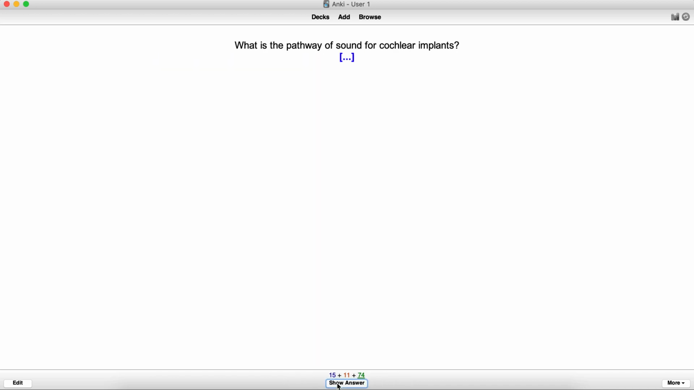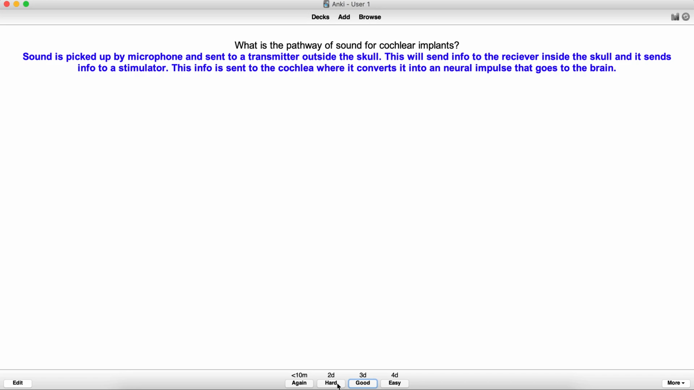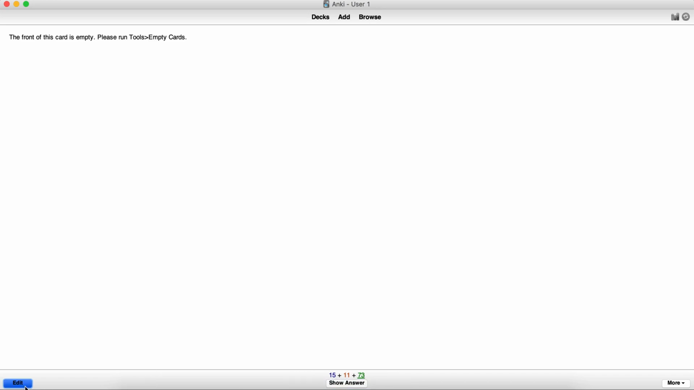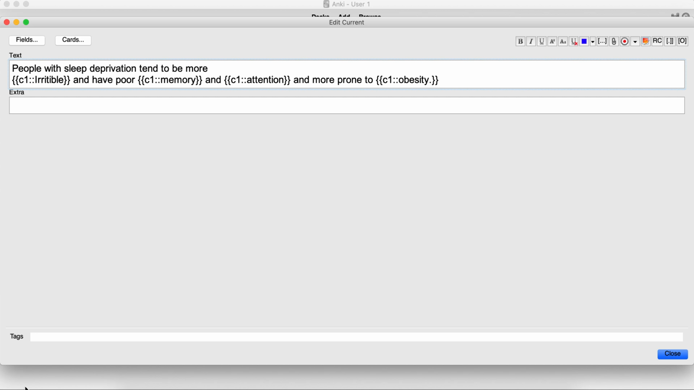What is the pathway of sound for a cochlear implant? So it goes from the microphone to the receiver to the transmitter to the stimulator to the cochlea, which converts it to an electrical impulse into the brain. Neural impulse. Empty card. Wonderful. People with sleep deprivation tend to be more irritable, have poor memory and attention, and are more prone to obesity.